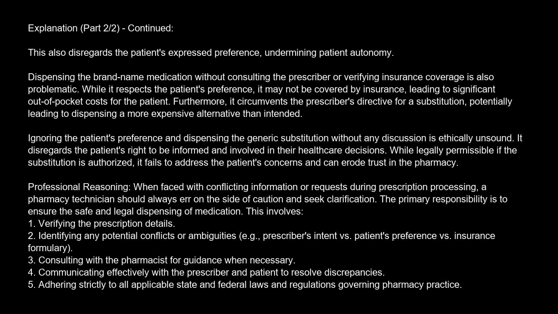Professional reasoning. When faced with conflicting information or requests during prescription processing, a pharmacy technician should always err on the side of caution and seek clarification. The primary responsibility is to ensure the safe and legal dispensing of medication. This involves: 1. Verifying the prescription details. 2. Identifying any potential conflicts or ambiguities, e.g., prescriber's intent vs. patient's preference vs. insurance formulary. 3. Consulting with the pharmacist for guidance when necessary. 4. Communicating effectively with the prescriber and patient to resolve discrepancies. 5. Adhering strictly to all applicable state and federal laws and regulations governing pharmacy practice.